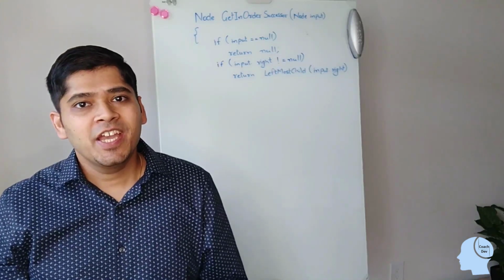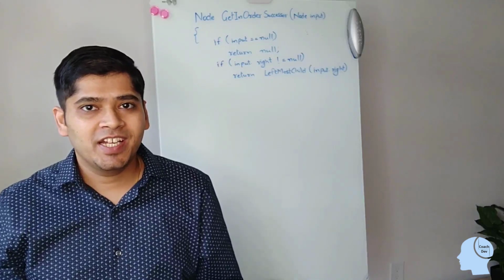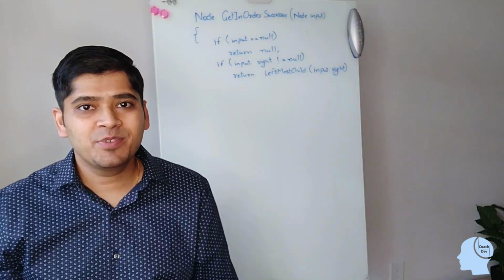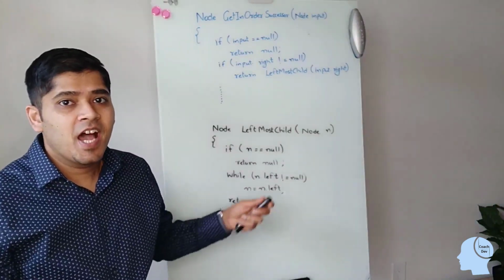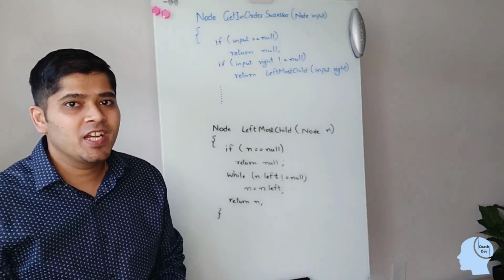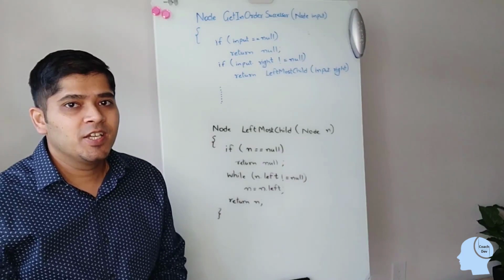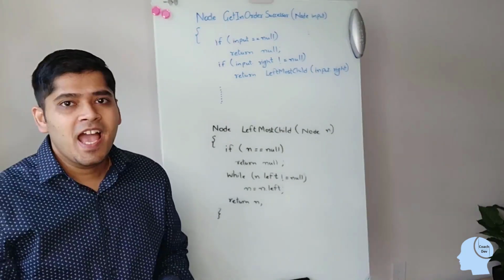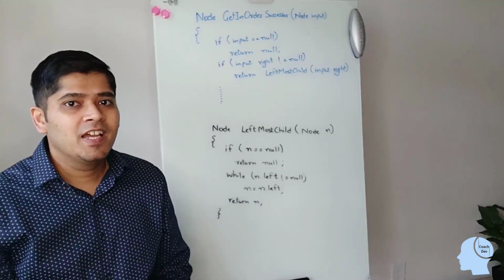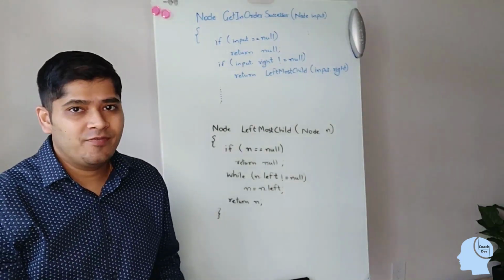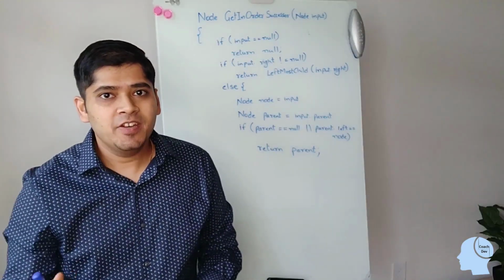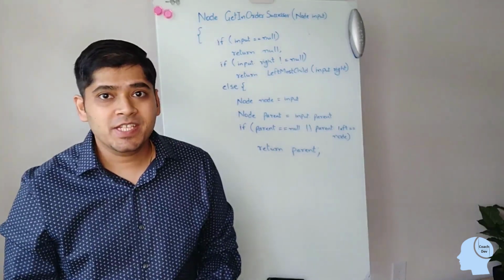Next, we will check if the input node has a right child. If yes, then return the leftmost child of the right subtree. Here is how to get the leftmost child. You will keep traversing to the left child of the given node until you reach null. And once you have found a node in which the left child is null, that means you have found the leftmost child.